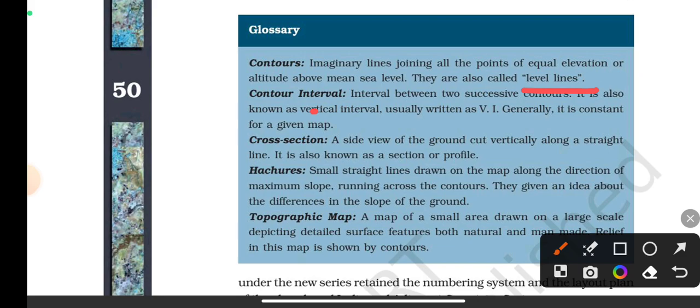Now cross section: a side view of the ground cut vertically along a straight line. It is known as section or profile. Hachures: small straight lines drawn on the map along the direction of maximum slope running across the contours. They give an idea about the differences in the slope of the ground. This hachures concept is very important. Remember this.